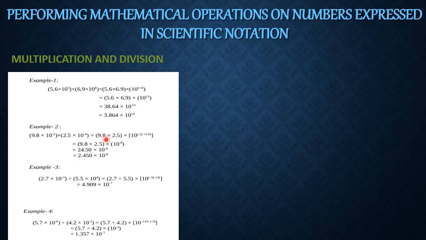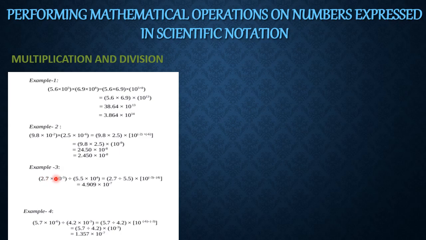That becomes 10 to the power minus 8. So the answer is 24.50 into 10 to the power minus 8, which is not in the scientific notation. But I have made it, and you have to make it into the scientific notation. The answer is 2.450 into 10 to the power minus 8. Now the third example is for division.